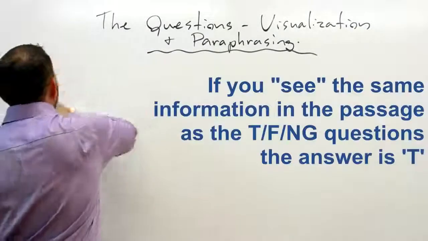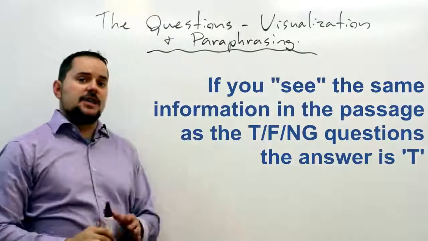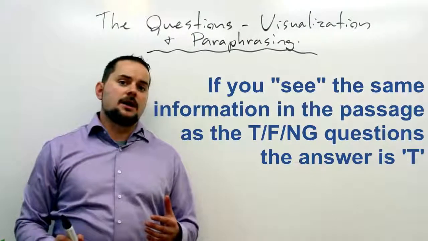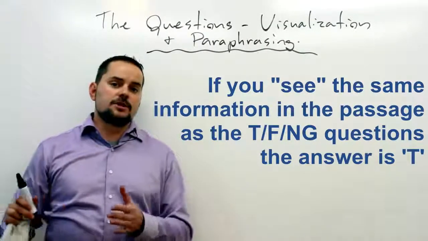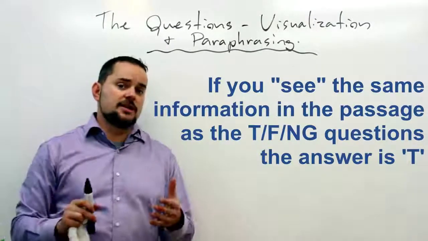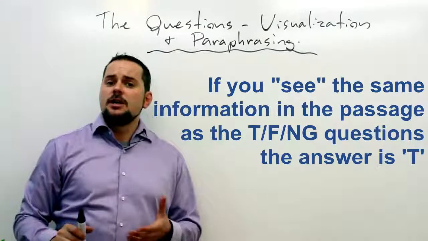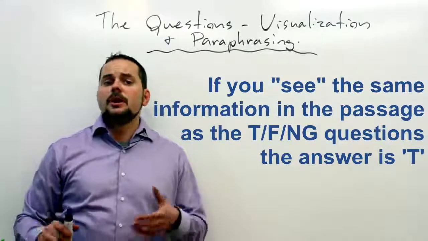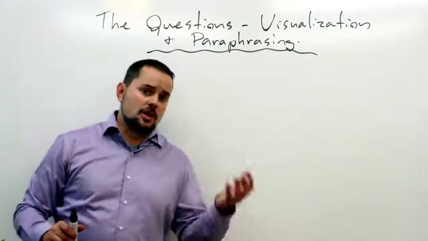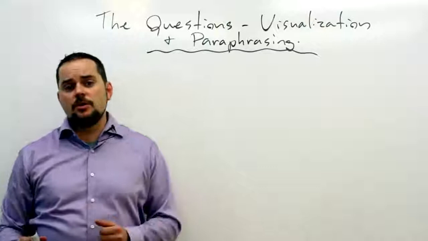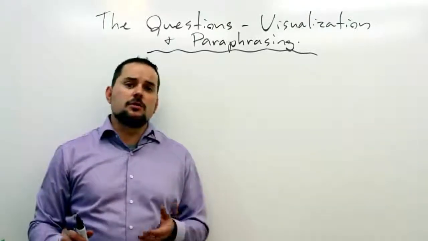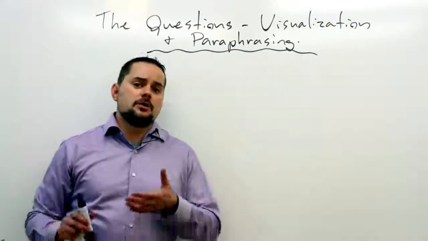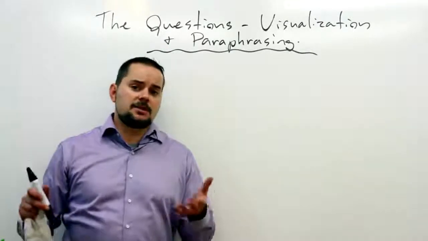If your visualization in the true, false, not given question is the same as what you visualized when you read the passage, it's very likely that the answer is true and it was given, because you saw it when you read the passage and then you saw it when you read the question. So you don't need to think too hard. You saw it in both cases, the same idea, the same picture.